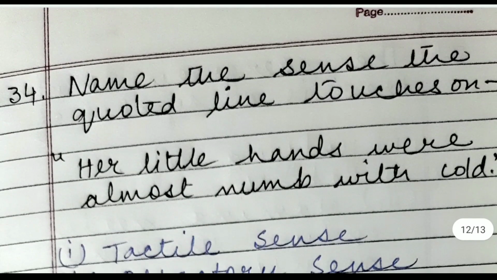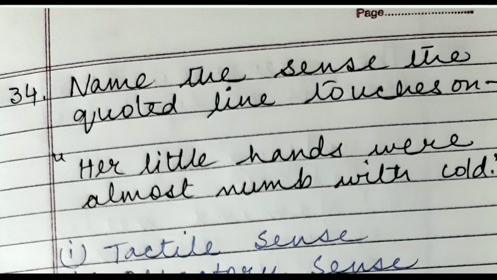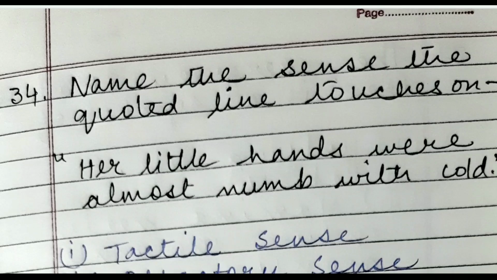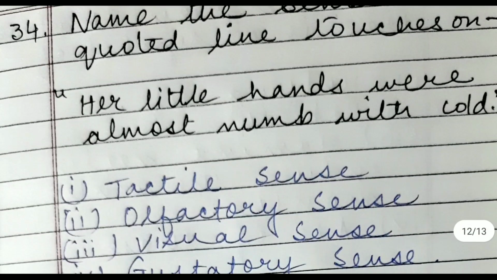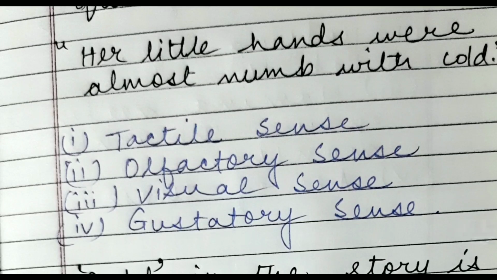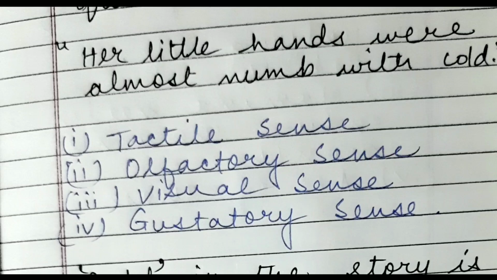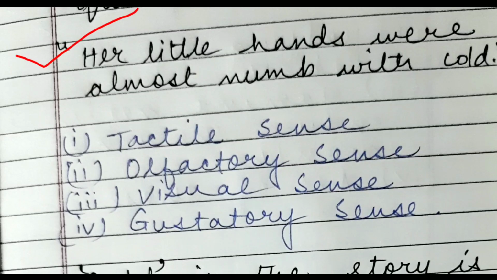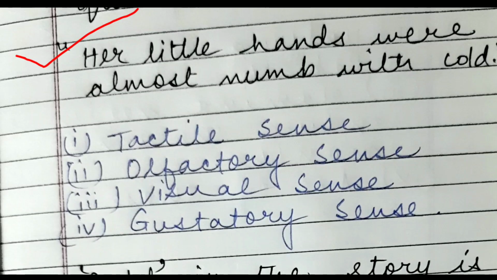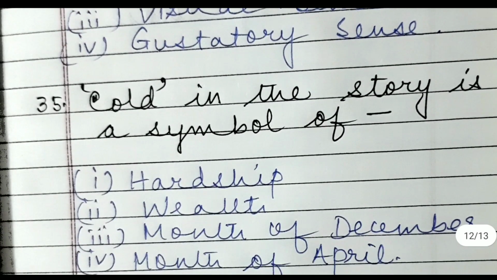Next, question number 34. Name the sense the quoted line touches on. Again, let us read the line. "Her little hands were almost numb with cold." And your options are tactile sense, sense of touch, olfactory, sense of smell, visual sense, vision, or gustatory, which is the sense of taste. And the right answer is tactile, the sense of touch.